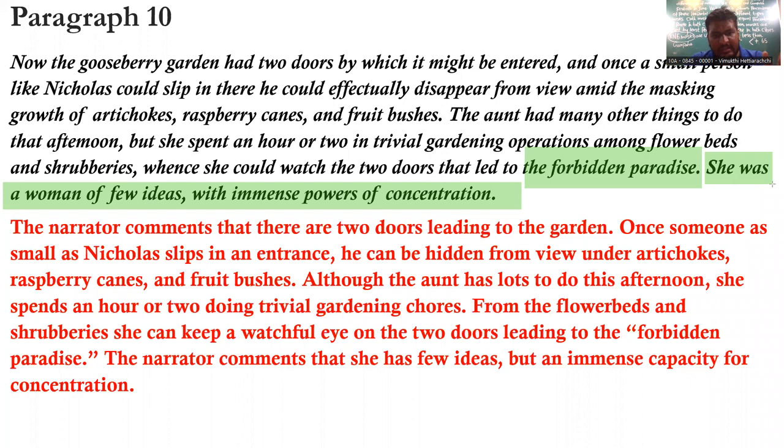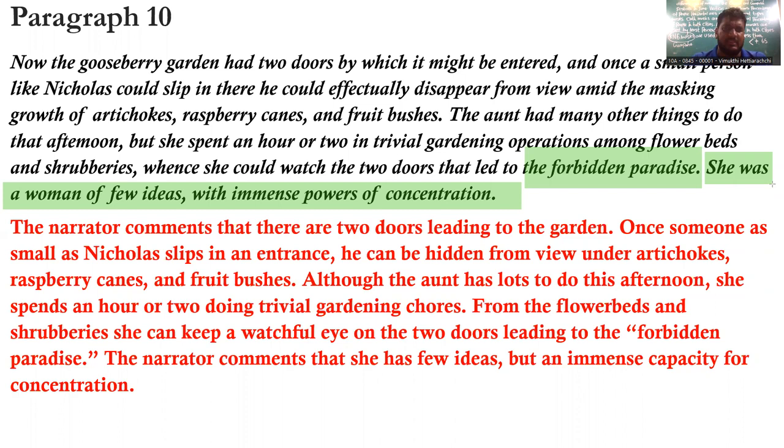The narrator comments that there are two doors leading to the garden. Once someone as small as Nicholas slips in an entrance, he can be hidden from view under artichokes, raspberry canes, and fruit bushes. As I have explained to you, there is a chance of surviving. But an adult cannot survive. He will be seen. He or she will be seen. But a boy can survive. A small boy or small girl can survive.